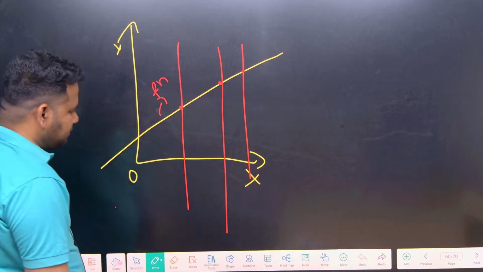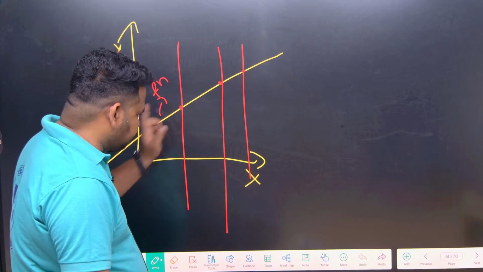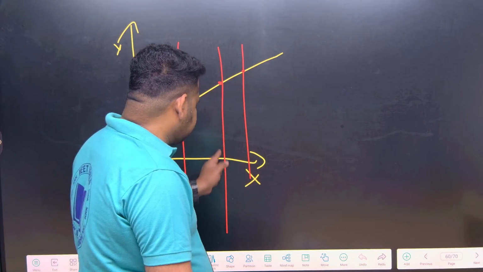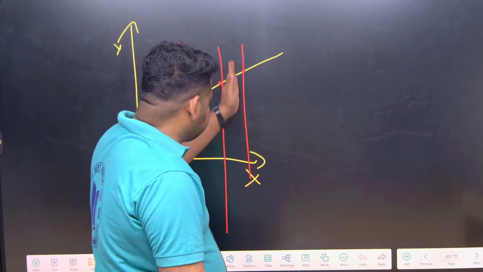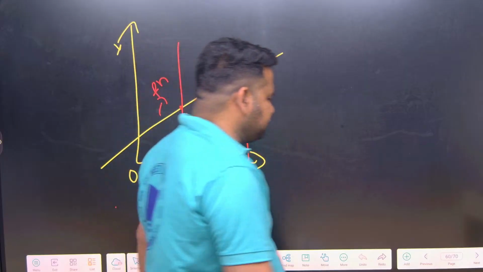So see here, look at this vertical line. In this vertical line, it is cutting at only one point, so it is a function. At this vertical line, it is cutting at only one point, so it is a function. Okay, so this is how you will use the vertical line test.